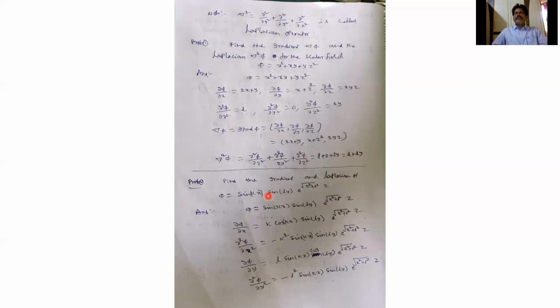And another problem you see. Find the gradient and the Laplacian of phi equal to sin kx sin Ly e power root of k square plus L square z. So first we have to find the gradient, and then the Laplacian. So we know phi is equal to sin kx sin Ly e power root of k square plus L square z.